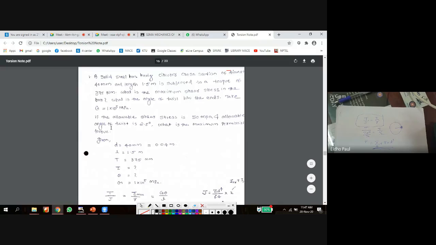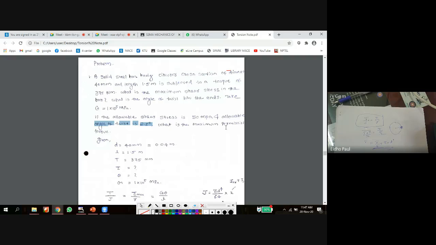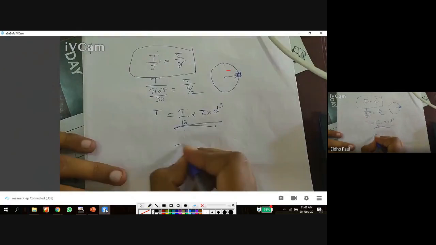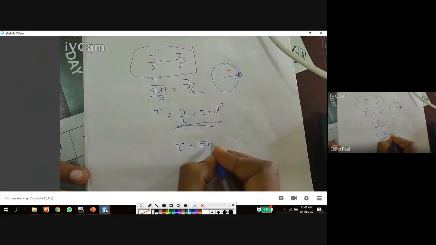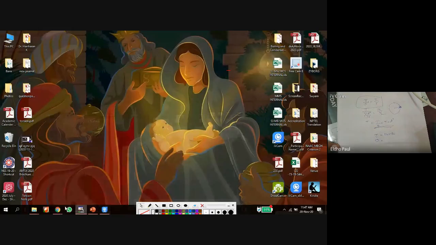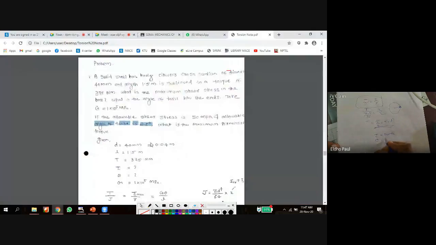Another part of the question is, if the allowable shear stress is 50 megapascal and the allowable angular twist is 2.5 degree, what is the maximum permissible torque? That is a very important question. Here in this question, the allowable shear stress is 50 megapascal, and the allowable angular twist is 2.5 degree. Then what is the corresponding torque?